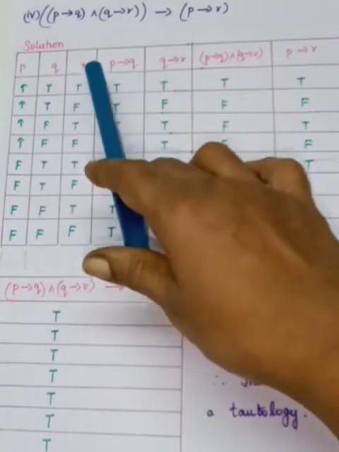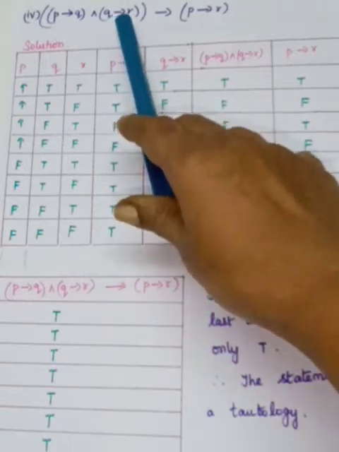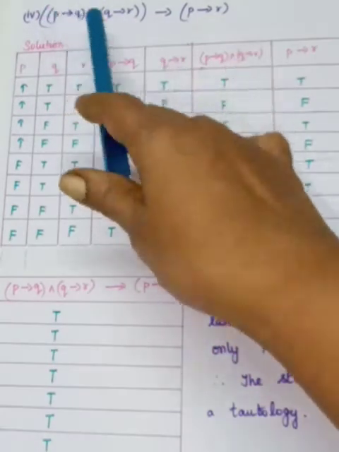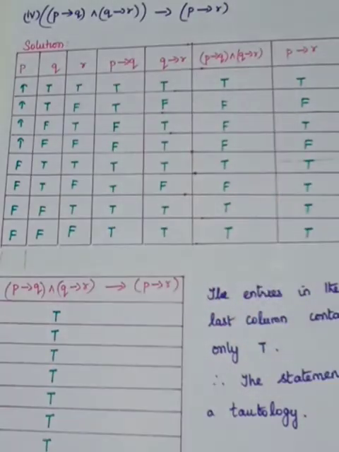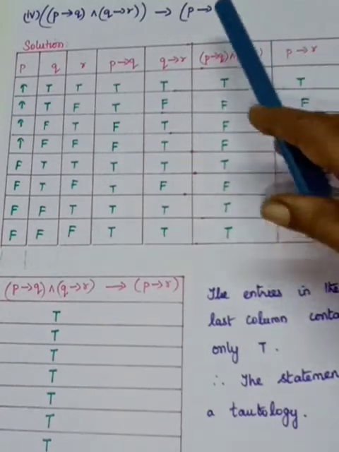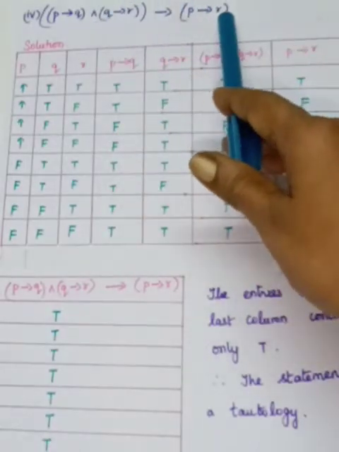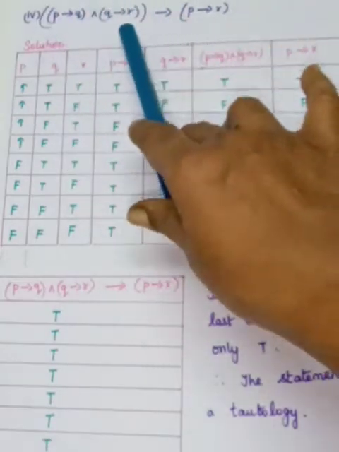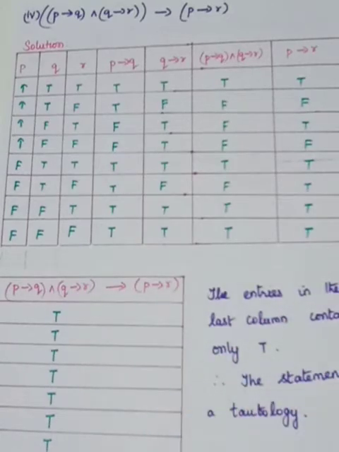First PQR is written. The first bracket P implies Q. Next bracket Q implies R. For these two, in between you are having and. That has to be first written. Next you have to go to the right hand side. What is it? P implies R. After finishing the right hand side, you see the relation. So the first term implies the second term. So it has to be written.